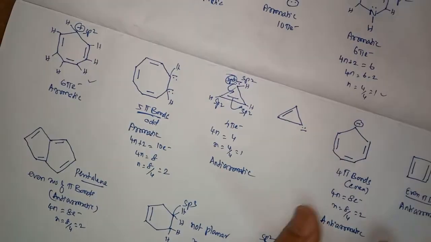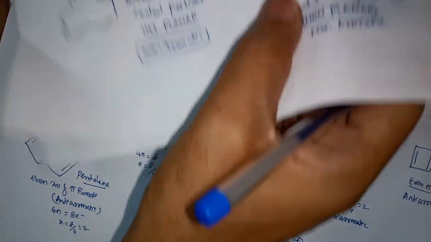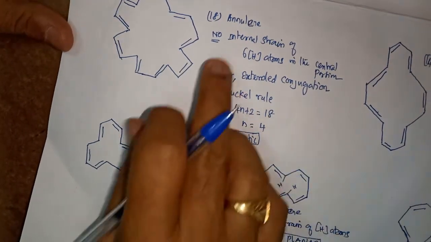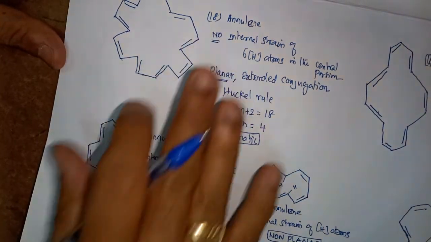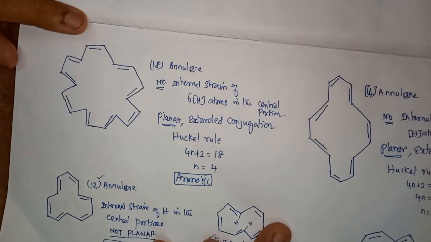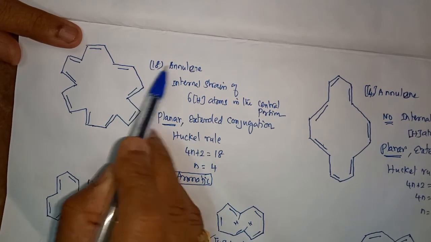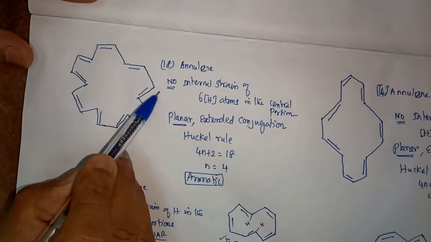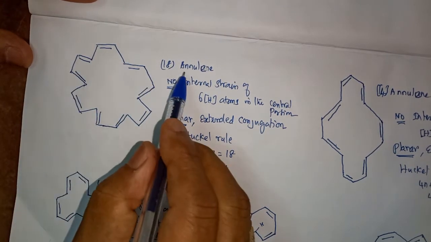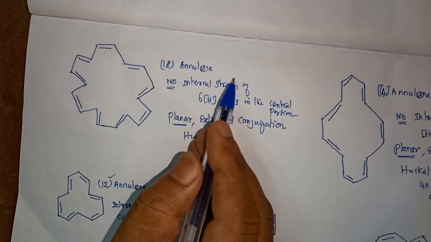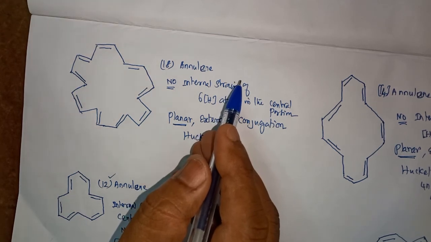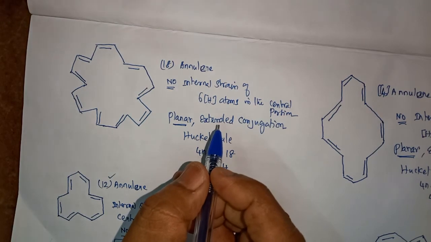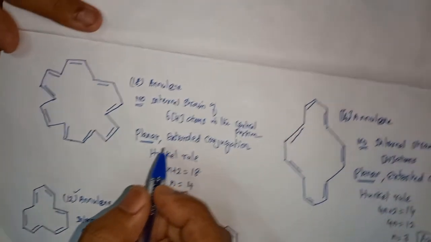Some more compounds here. You come to this compound. It is called annulene. What does this annulene mean? It is an 18-carbon annulene, which means you have to count like this: 1, 2, 3, 4, 5, 6. Annulene is a name given to organic compounds which contain a monocyclic ring without any substitution. It is a monocyclic ring. Even this is also annulene only.